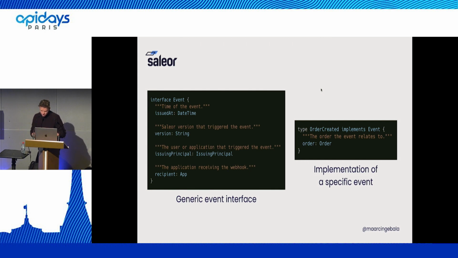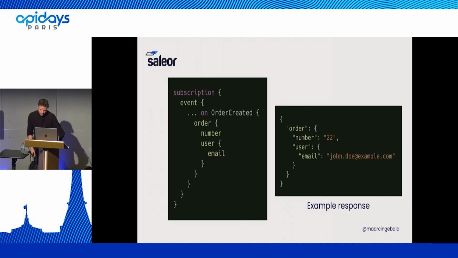And on the right, there is the schema for this specific event that we saw on the previous slide. So we have the type called order created, which implements the event interface that's on the left. Inside of this type, we will get all of the fields plus extra data that is specific to this event. In our case, this is the order. An order is just the type from our GraphQL schema that we use in our main GraphQL API. So as a result, if we provided this subscription to our webhook system, we would get this example response that's on the right.